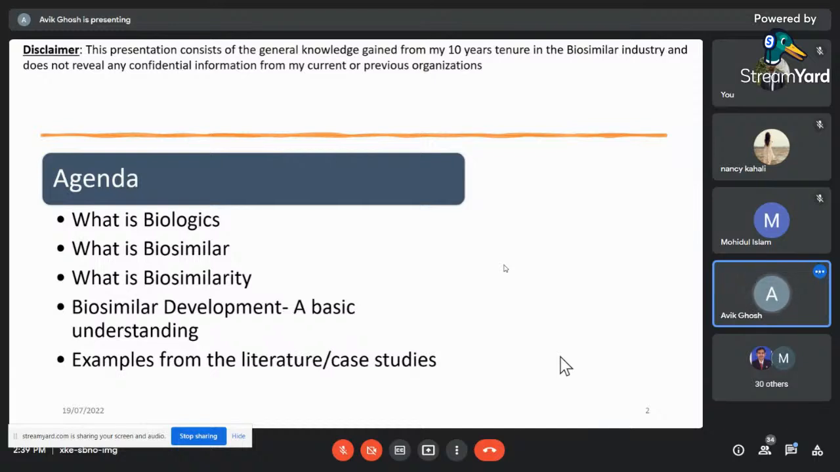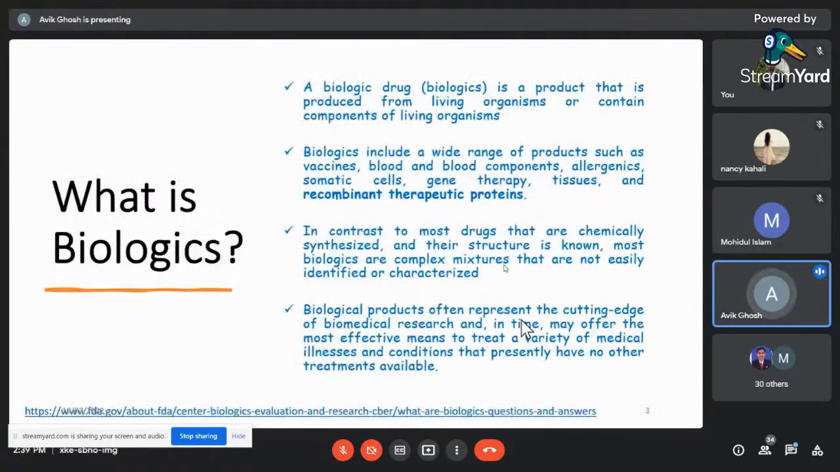And going back to the presentation now. So first topic is what is biologics. So the biologics is a drug to start with. It's a product that is produced from a living organism and contains components of a living organism. So living organism is cells, and the components of living organisms can be protein sequences, say DNA, clone.